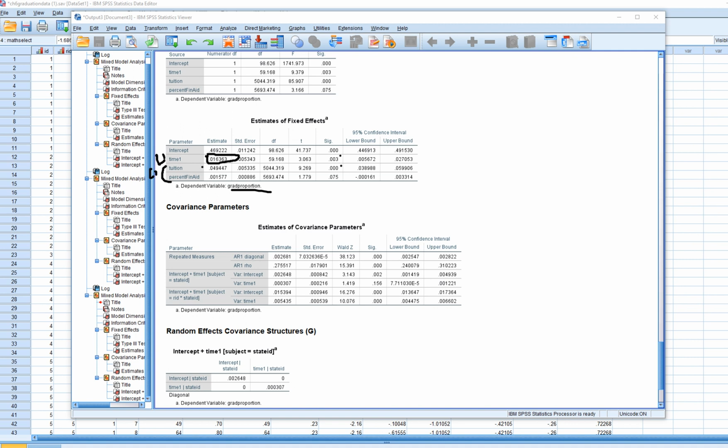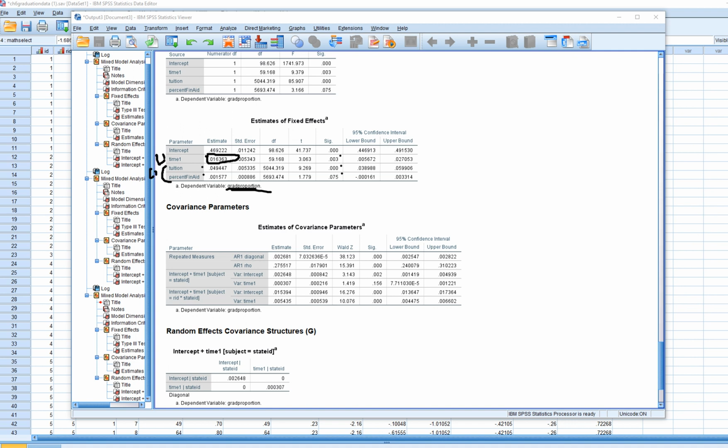The percentage financial aid was reflecting the percentage of students within a given year who were receiving financial aid within their institutions. And so you can see it emerged as a positive predictor of grad proportion. It was not significant at the conventional 0.05 level, but it was near. So basically, what this is indicating is that when tuition rates were higher and when the percentage of students receiving financial aid were higher, both of those were associated with a greater proportion of students graduating.